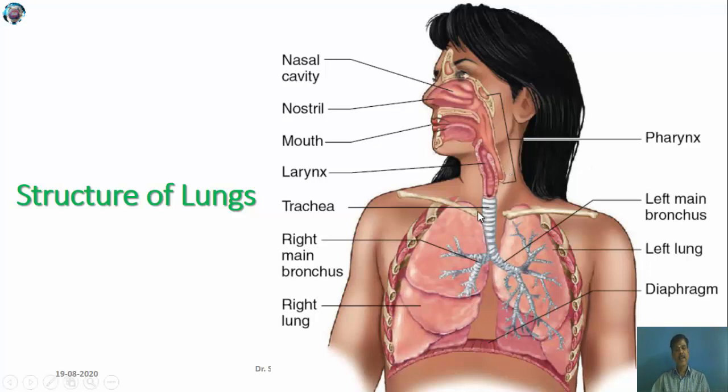Then the trachea divides into left and right branches, which are named the bronchi. Both the left and right branches go to the left lung and right lung. The right bronchus goes to the right lung and the left bronchus goes to the left lung. Since the lungs contain different lobules, the bronchus is again divided into different branches.